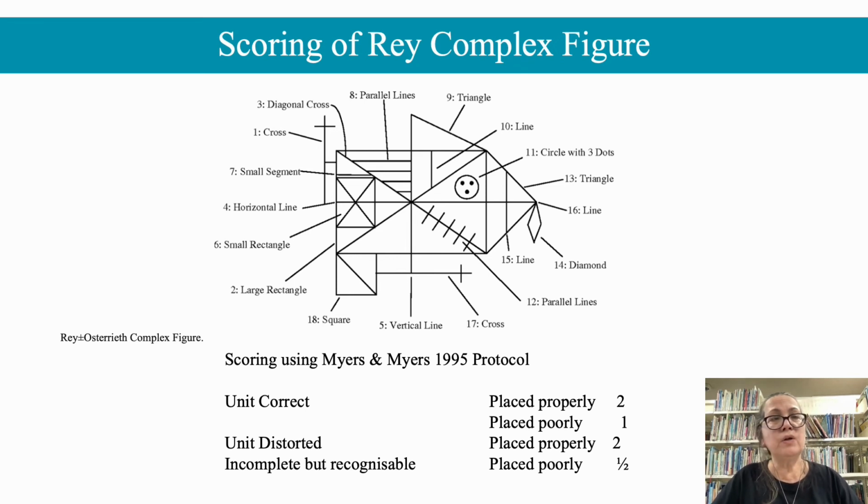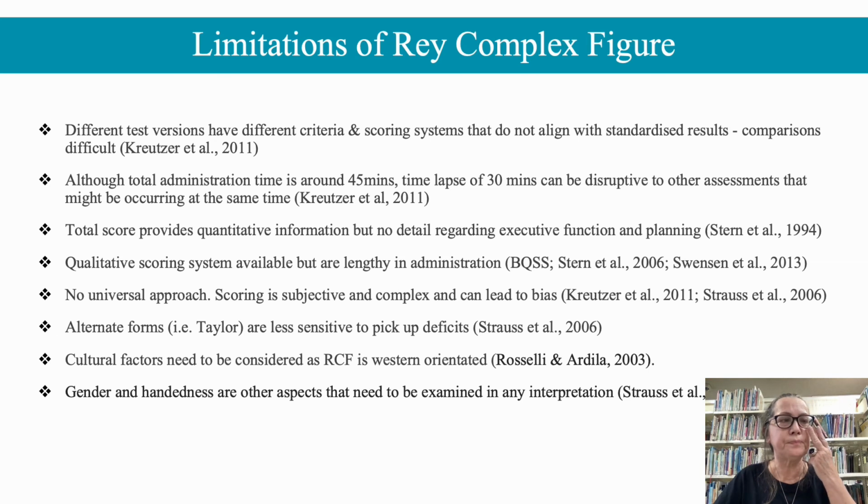We're going to now have a look at some of the strengths and limitations of the Rey Complex Figure, looking firstly at limitations. Firstly, there are many different versions that have different criteria and scoring systems, and they don't align with any standardized results, meaning that any comparisons are difficult. Although the total administration time is 45 minutes, there is a lapse of 30 minutes, and that can be disruptive to other assessments that might be occurring at the same time.